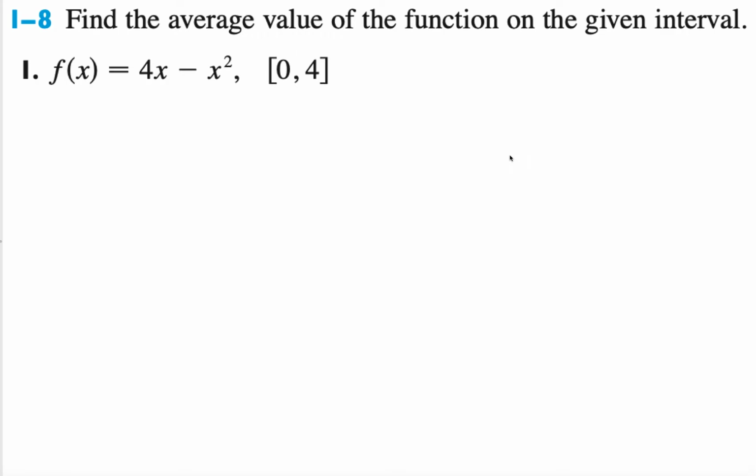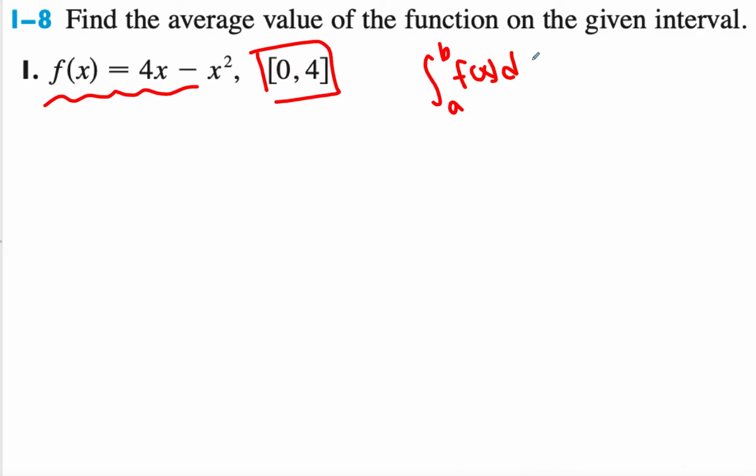Let's look at the average value of a function together. What we want to do here is find the average value of this function over this given interval. So how would you do it? The way we're going to do it is the integral from a to b of the function f of x dx, all over b minus a. That's basically how we're going to do it.